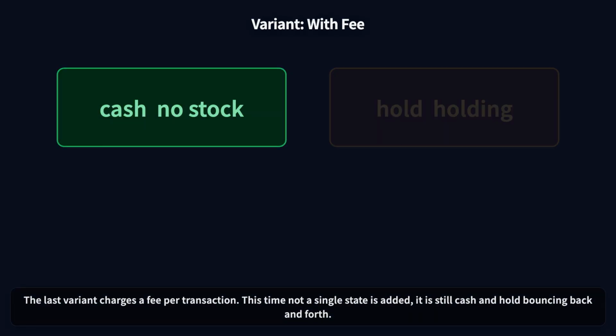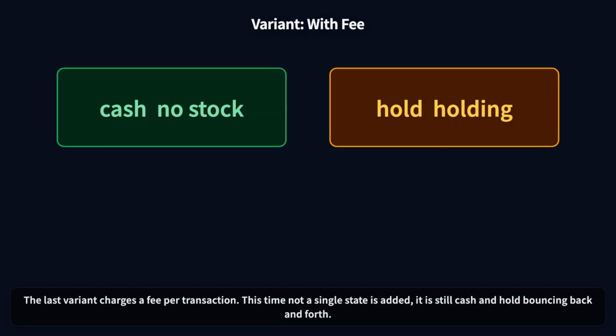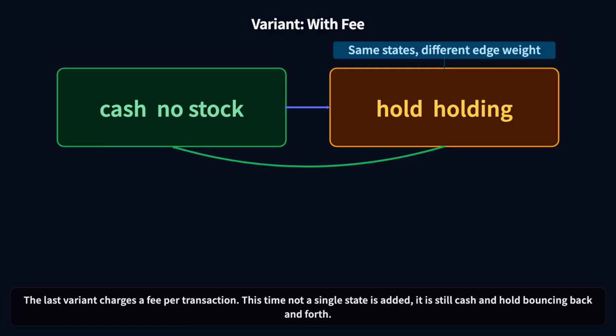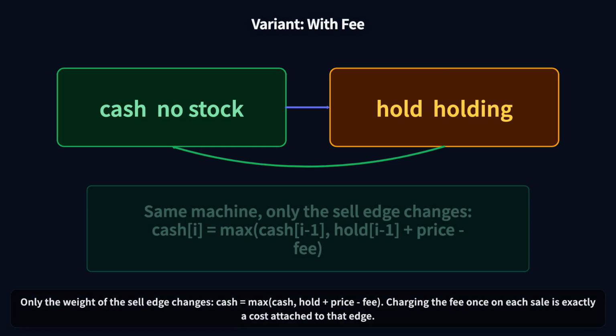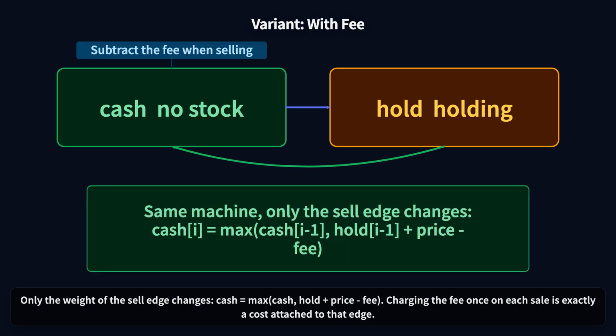The last variant charges a fee per transaction. This time, not a single state is added. It is still cash and hold bouncing back and forth. Only the weight of the sell edge changes. Cash equals max(cash, hold + price - fee). Charging the fee once on each sale is exactly a cost attached to that edge.